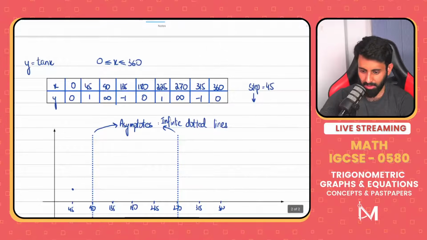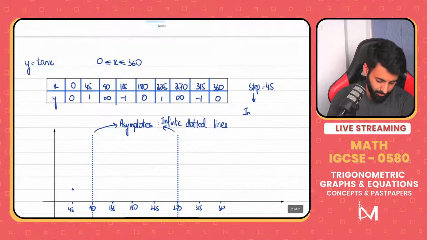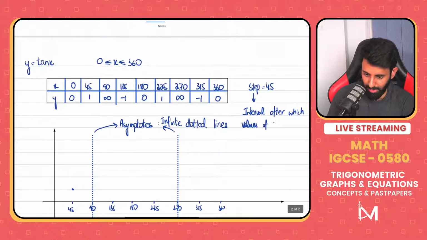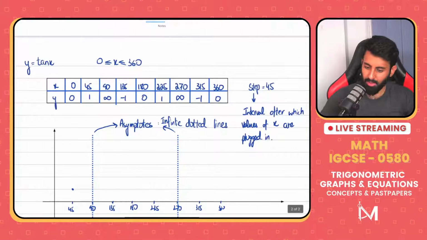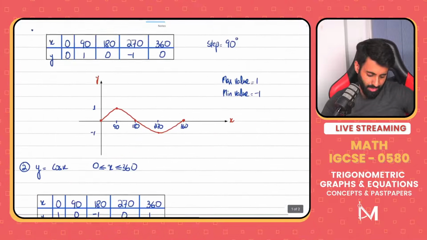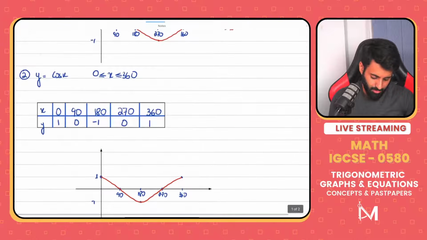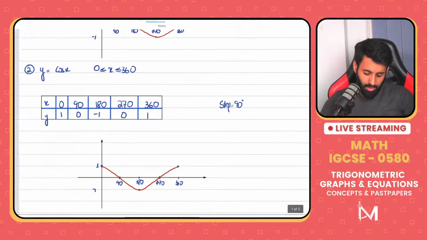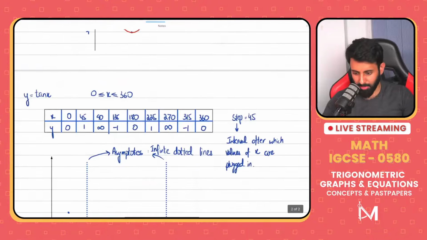Step is basically the interval after which values of x are plugged in. Or you can say the difference between two consecutive values of x. Which is 45 for tan and 90 for sine and cos. Now, these are some standard rules. You don't have to worry about figuring this out yourself. This is stuff that you have to remember, sadly.